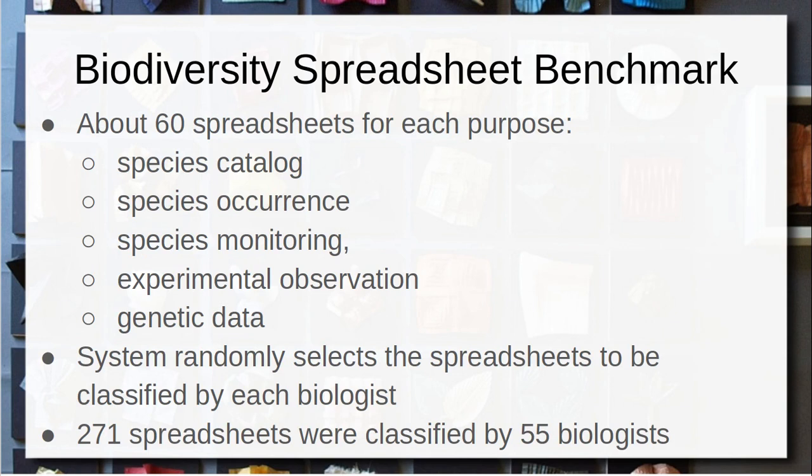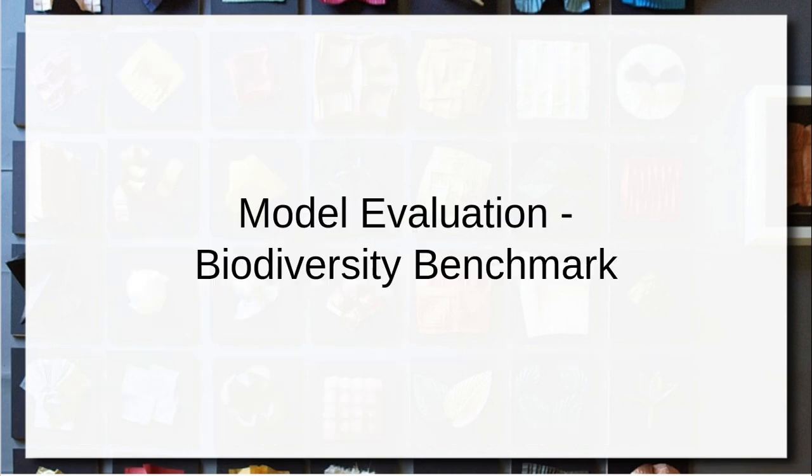So to produce this survey, we selected 60 spreadsheets of each purpose. So these are the five purposes. It's the same we applied in the previous steps of this research. And our system randomly selects spreadsheets that will be classified by each biologist. So we did not request each biologist to classify the 60 spreadsheets of each purpose. We select a subset of them randomly for each one of the biologists. So 271 spreadsheets were classified by 55 biologists.